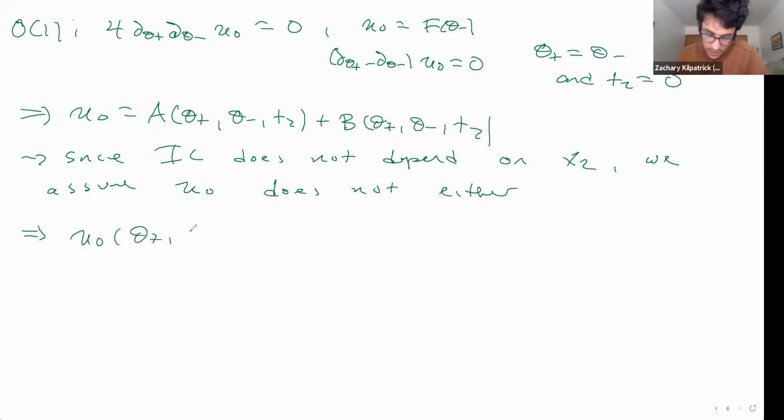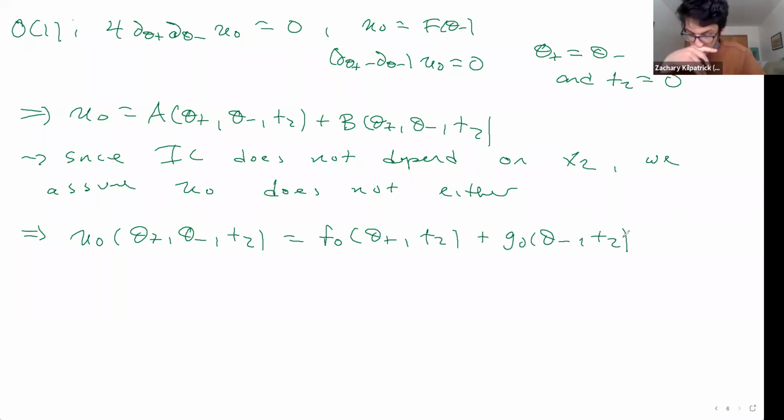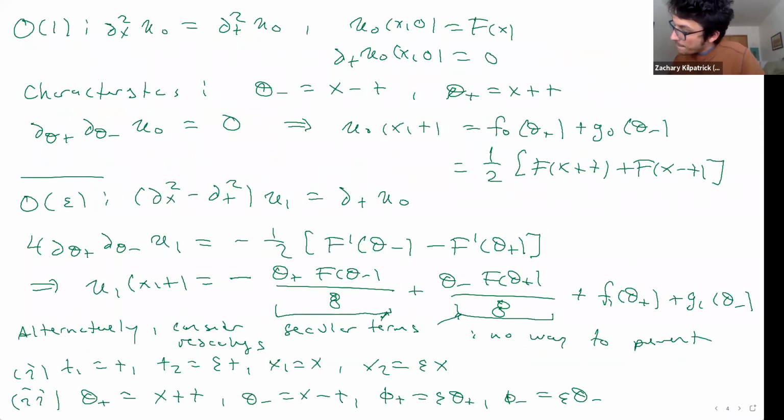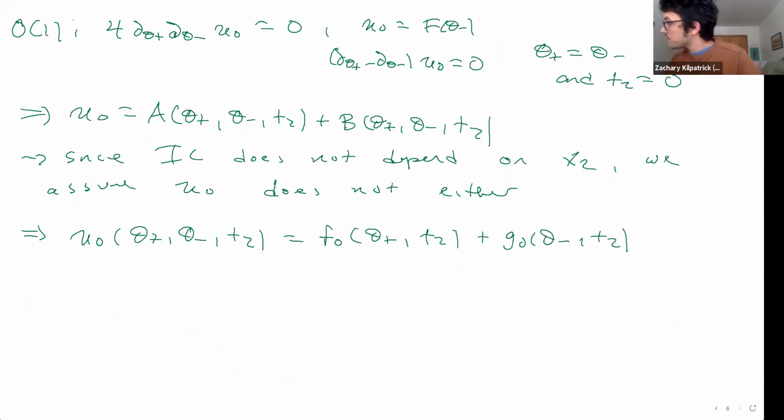If it turns out we need it to remove secularity, a problem will arise at that point. So that means that u0 of theta plus, theta minus, t2 is equal to F0 of theta plus, T2, plus G0 of theta minus, T2. So all that happens now, if we compare with the previous case, is that we've added dependence on T2 to these different parts of the solution.